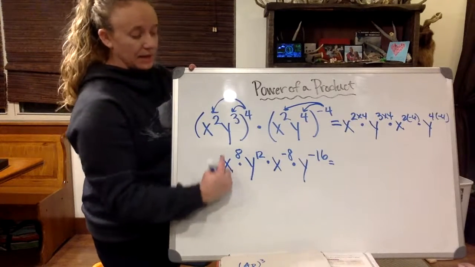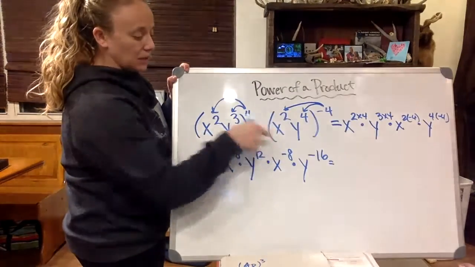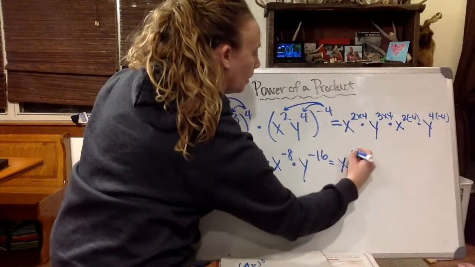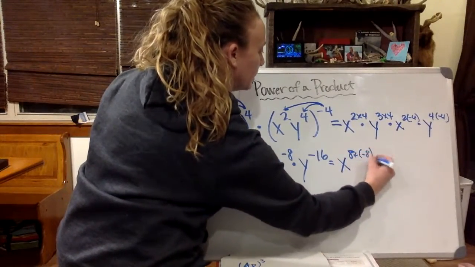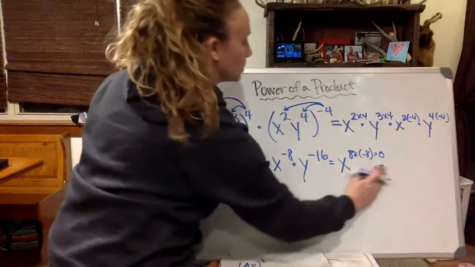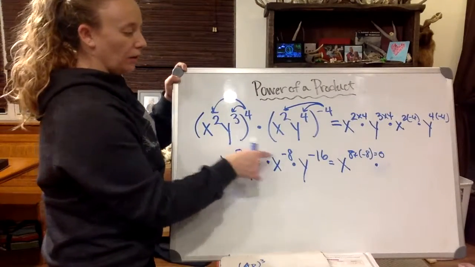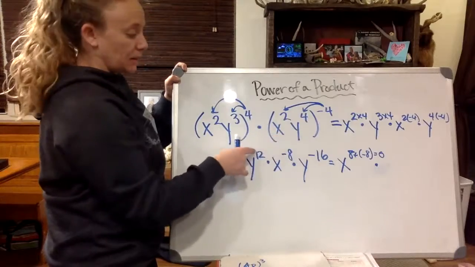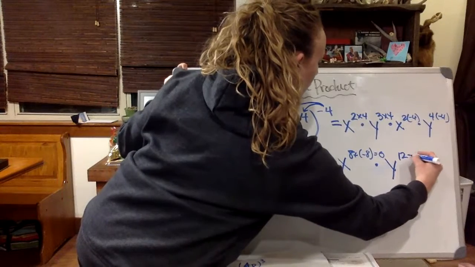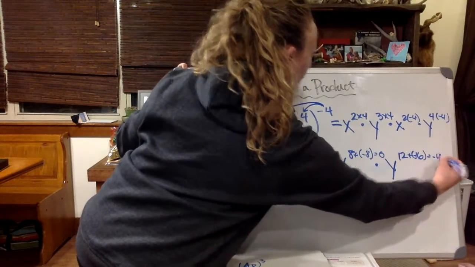So we're now going to go back to our very first product of powers property, which tells us if I have the same base, I can add the exponents. So I have the same base here for my x's. That means I can add my exponents. 8 plus a negative 8 is 0 for that x, times y to the 12th, y to the negative 16th. That means I can add my exponents, 12 plus a negative 16. So I get a negative 4 for my y's.